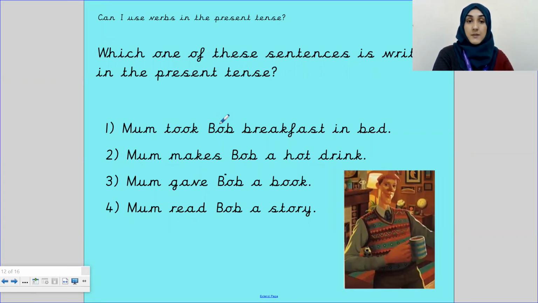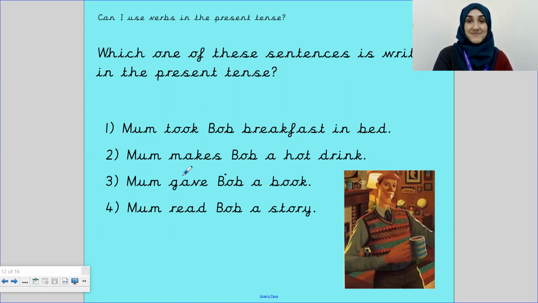Good listening. Sentence number 1. Mum took Bob breakfast in bed. Number 2. Mum makes Bob a hot drink. Or is it number 3? Mum gave Bob a book. Or is it number 4? Mum read Bob a story.